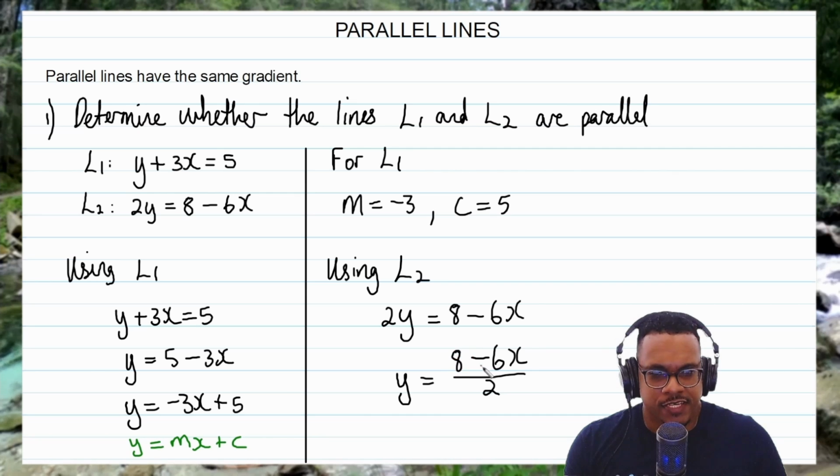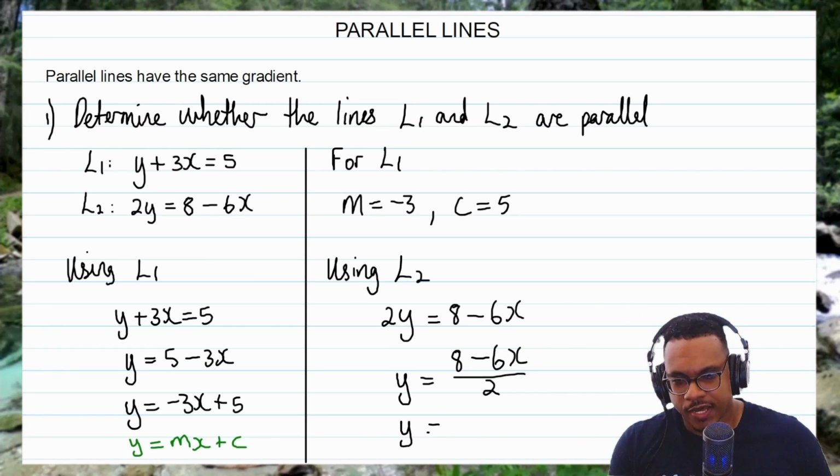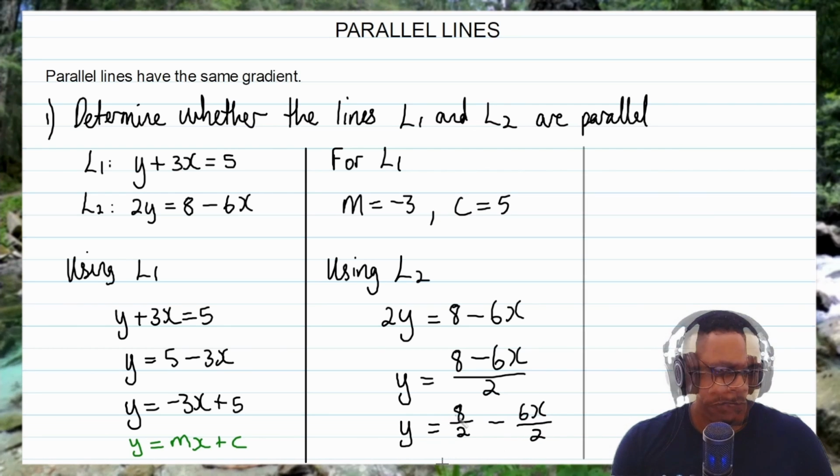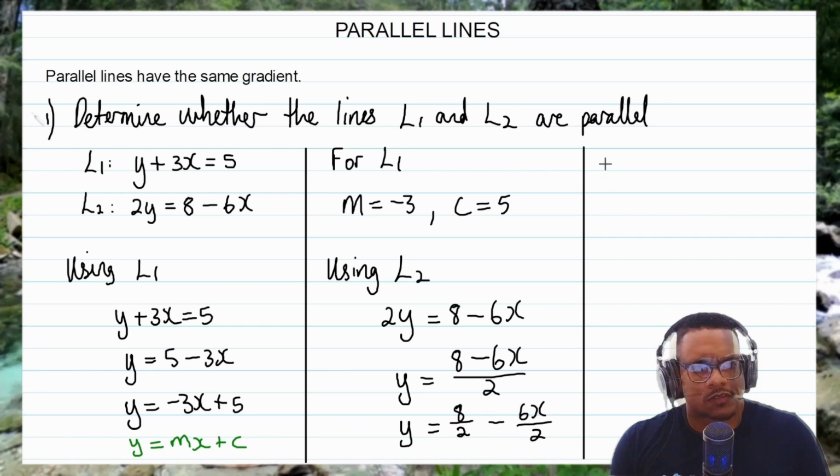So now that I have 8 take away 6x divided by 2, these two terms have a common denominator 2. So I'll write the 8 divided by 2 take away 6x divided by 2. So I'll have y is equal to 8 divided by 2 take away 6x divided by 2. So 8 divided by 2 is 4, and 6x divided by 2 will give you 3x. So I'll have y is equal to 4 take away 3x.